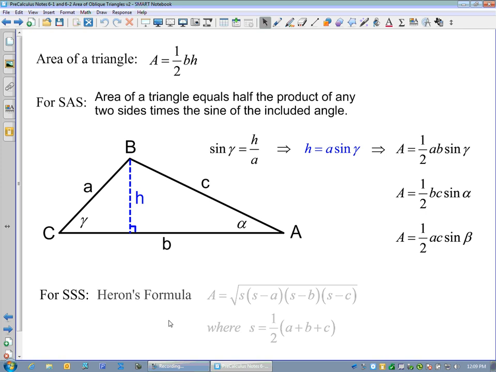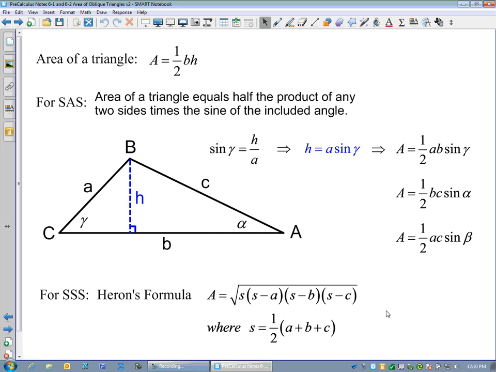I'm not going to go through the derivation because it's a pretty long one. But simply, what we do is we first find what's known as the semi-perimeter. S is the semi-perimeter. Notice how A plus B plus C would be the perimeter, and then half of that would be the semi-perimeter. So it's simply the square root of the semi-perimeter times the three differences. So it'd be the semi-perimeter minus the first side, semi-perimeter minus the second side, etc.